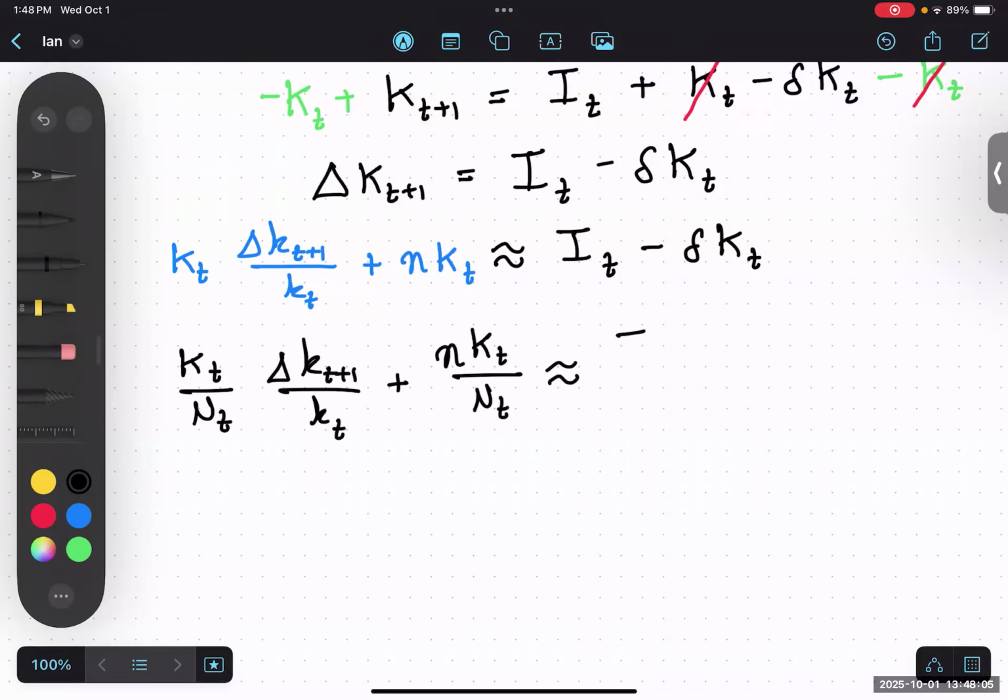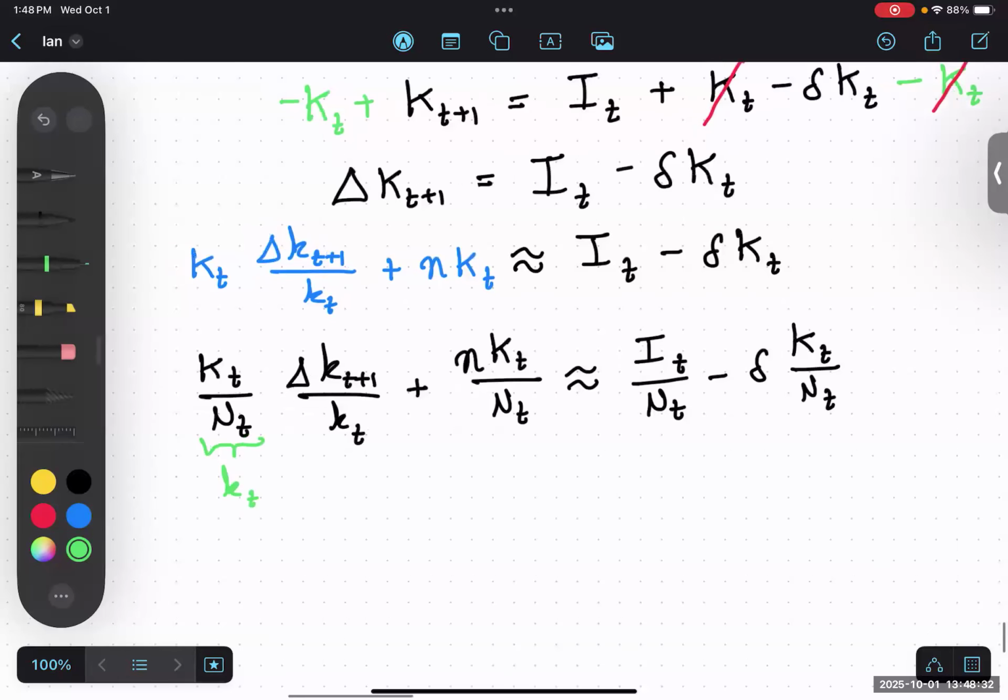This is approximately my investment divided by Nt, minus delta Kt divided by Nt. So I want to quickly explain two things. One is that obviously this is, again, the capital labor ratio, which is my lowercase kt. Same here. And same here, right? So that was easy to see.